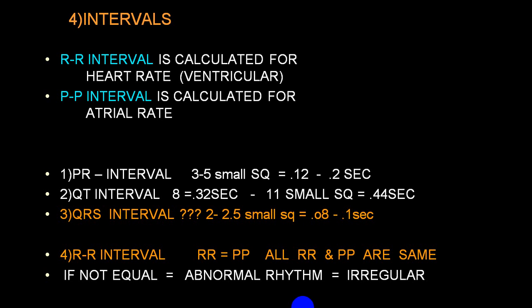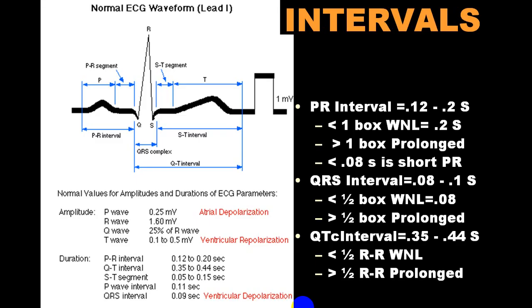In a normal person, RR is always equal to PP. So all RR and PP intervals are the same. If they are not equal, there is definitely an abnormal rhythm, or what we call irregular, which may be irregularly irregular or regularly irregular. We are not going to discuss this now; we will discuss it in the lecture on rhythm. So we will go through the PR interval now. These are the different intervals.